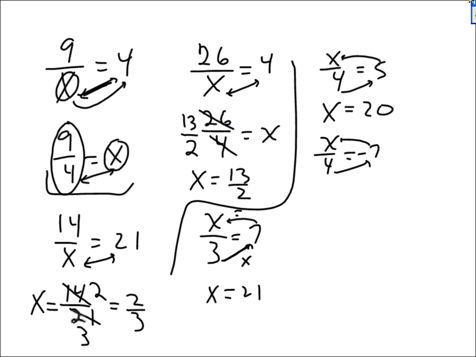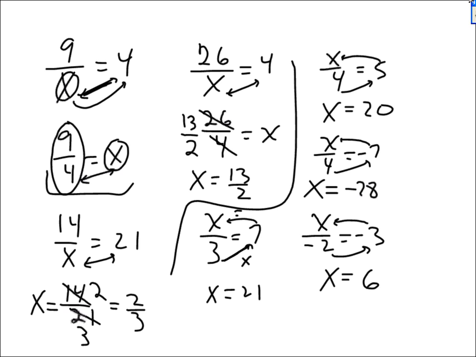We have x over 4 is equal to -7. This product equals the numerator, which is x. That is, that product is equal to x. Done. We have x over -2 is -3. This product, which is 6, equals x.